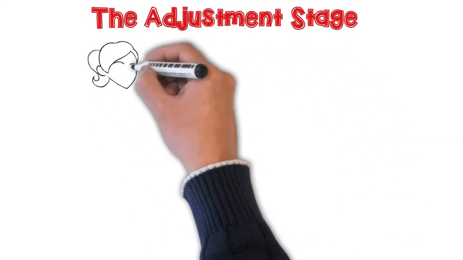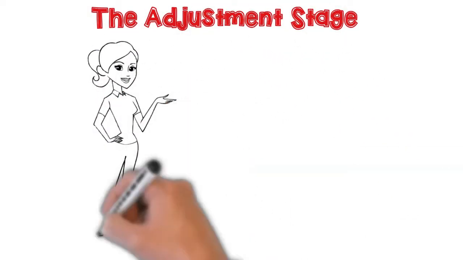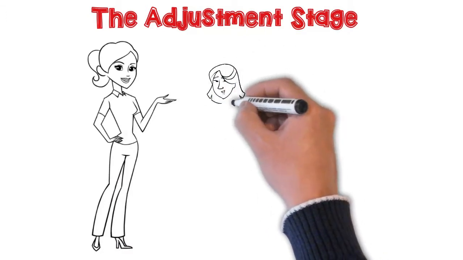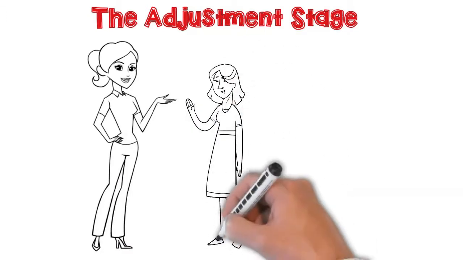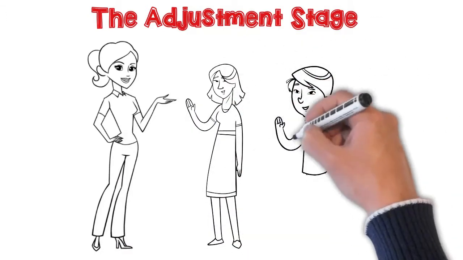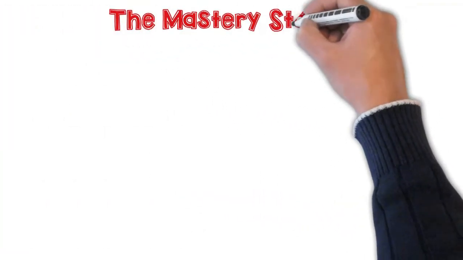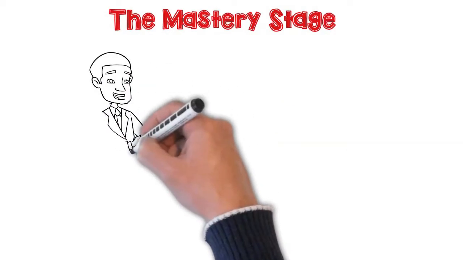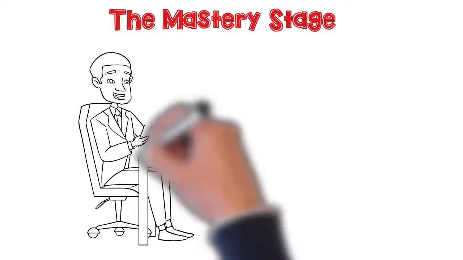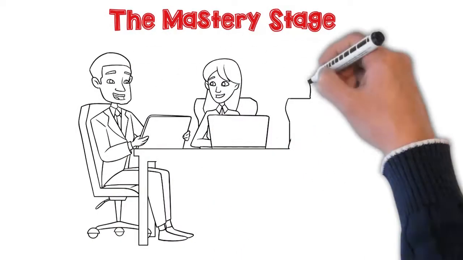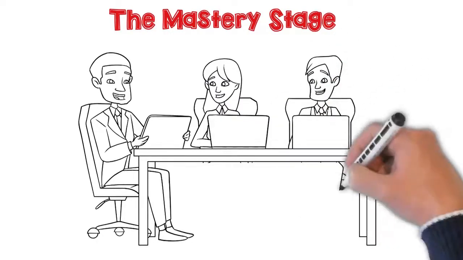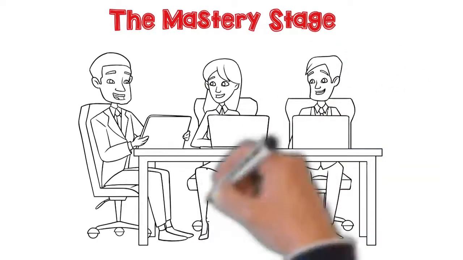The adjustment stage. In this stage, the individual will try to relax with the changing cultural circumstances. He or she will start to adapt to these changes while learning more about the host country. The mastery stage. This is the final stage, where the individual starts acclimatizing with the cultural differences. He or she will make some new friends in the office, although still missing some old friends.